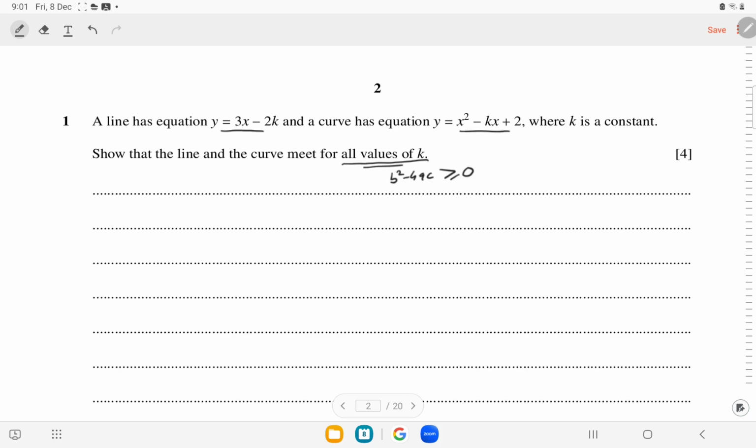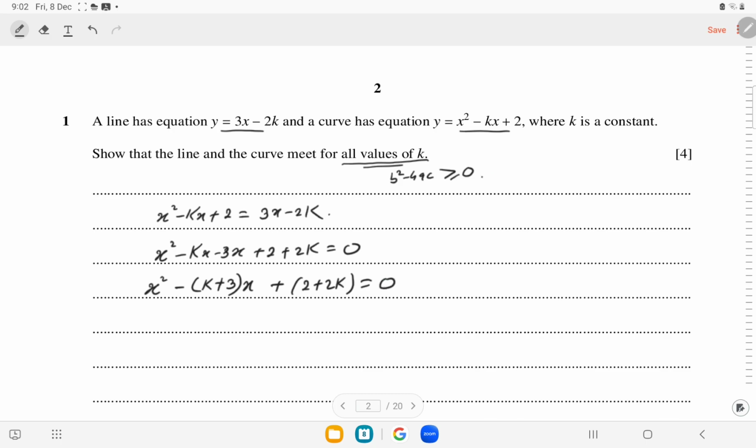By equating these two, line and curve, equating the y coordinate, we get x square minus kx plus 2 equal to 3x minus 2k. So we get x square, bringing every term to one side, minus kx minus 3x plus 2 plus 2k equal to 0. So here we get a quadratic equation in terms of variable x, and we can write it like this.